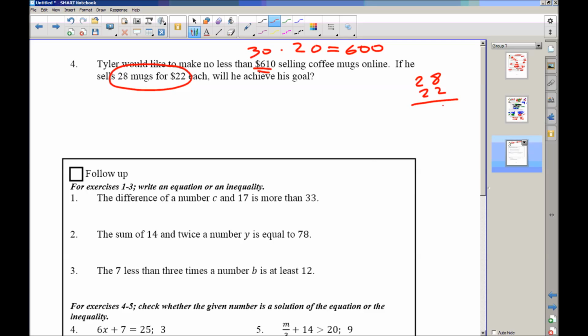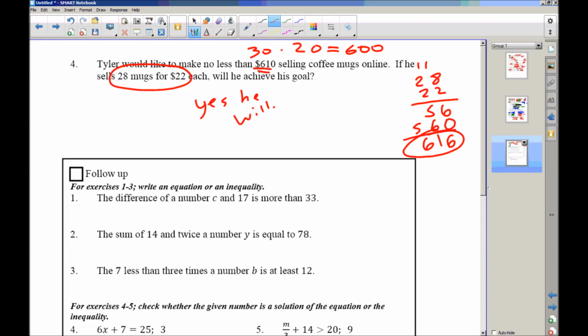Okay, so 2 times 8 is 16. 6 carry the 1. 4 plus 5. Then we have a 0. 2 times 8 is 16 again. 6 carry the 1. And 4, 5. So if I add this up, I get 616. So yes, he will achieve his goal. Okay, he'll have $616.